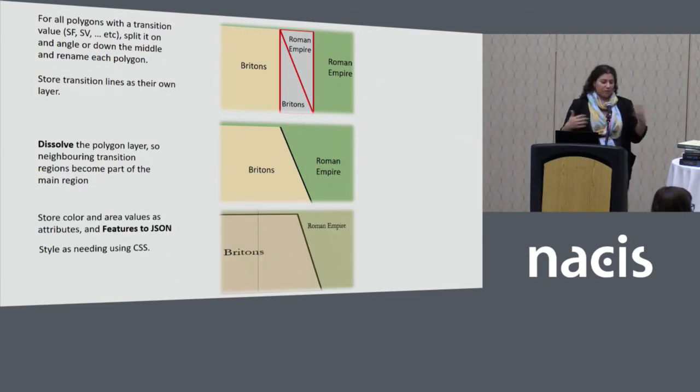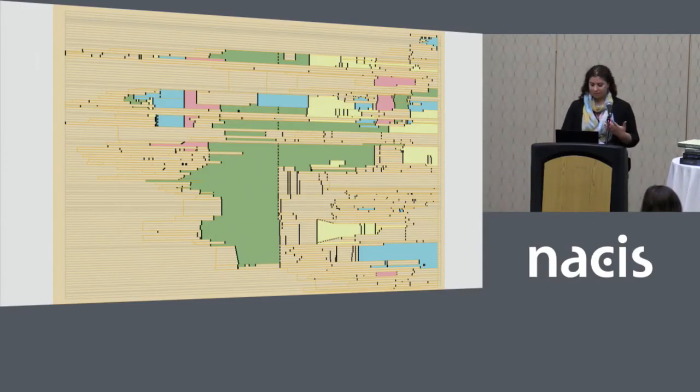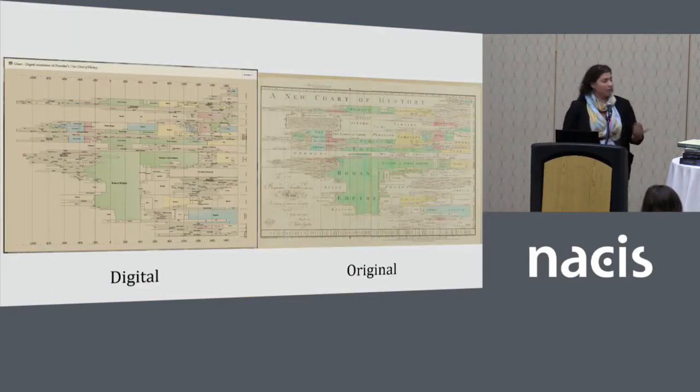Store the color for some of the ones that were unique colors. We knew Romans got green, English got blue, everyone else is beige. Store that in a value. Export these features out to JSON and style as needed for the transition power. So that was our digital, and that's the original. And I think we did a pretty good job.